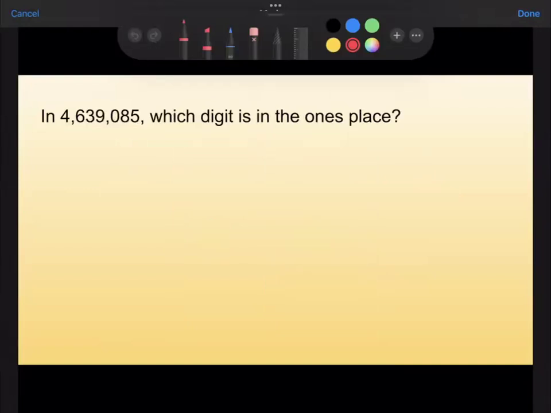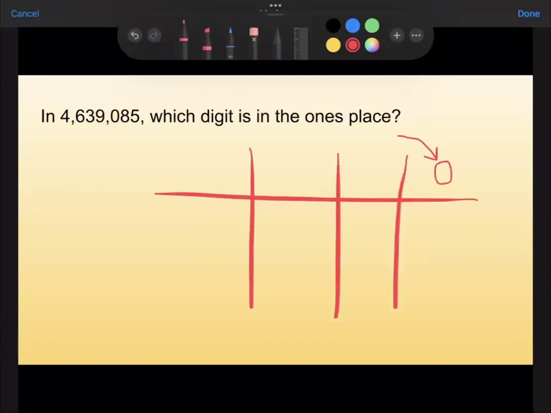Okay, here's our last practice problem for today. In the number 4,639,085, which digit is in the ones place? Okay, so we know from our place value chart that the ones place is the place value that's all the way to the right. So I could go ahead and make a mini place value chart here. That would be the ones, tens, hundreds, thousands, and so on.